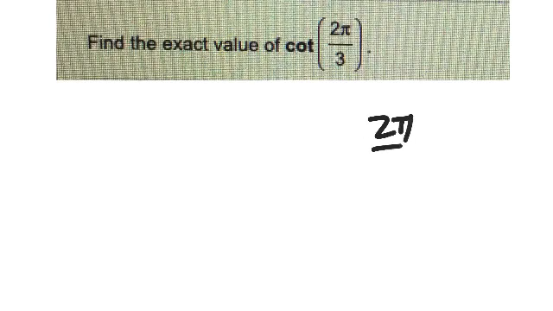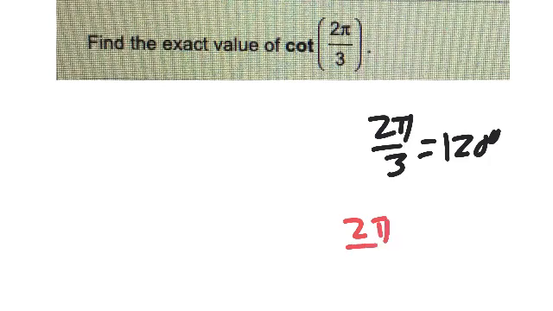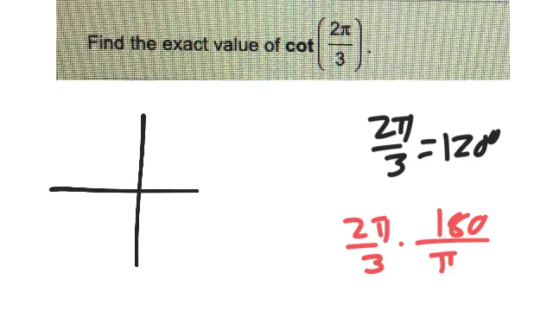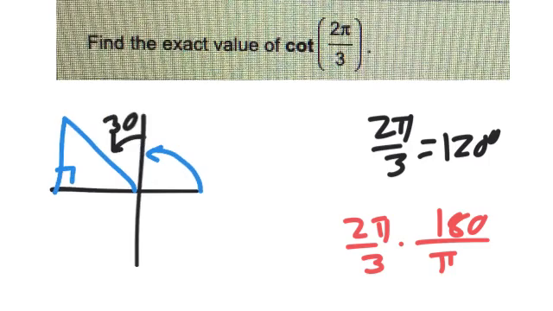Same idea. I know 2 pi over 3 is 120 degrees. If you don't, you're going to have to convert it. A 120-degree rotation puts me in the second quadrant. This is 90, which means this little section is 30, which means my central angle here is a 60-degree angle. So it's a 30-60-90. Across from the 30 is 1, across from the 60 is radical 3, across from the 90 is 2. I'll do that in a different color.